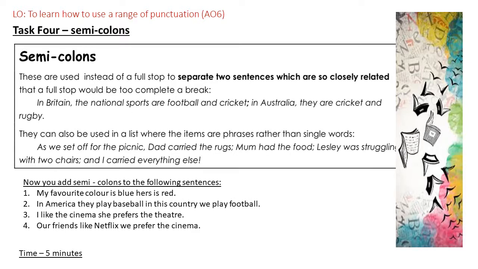So now on to task 4, semicolons. These are used instead of a full stop to separate 2 sentences which are so closely related that a full stop would be too complete a break. In Britain, the national sports are football and cricket; in Australia, they are cricket and rugby. So you can see they're both linked by the same idea, but it wouldn't be quite right to put a full stop or a comma.